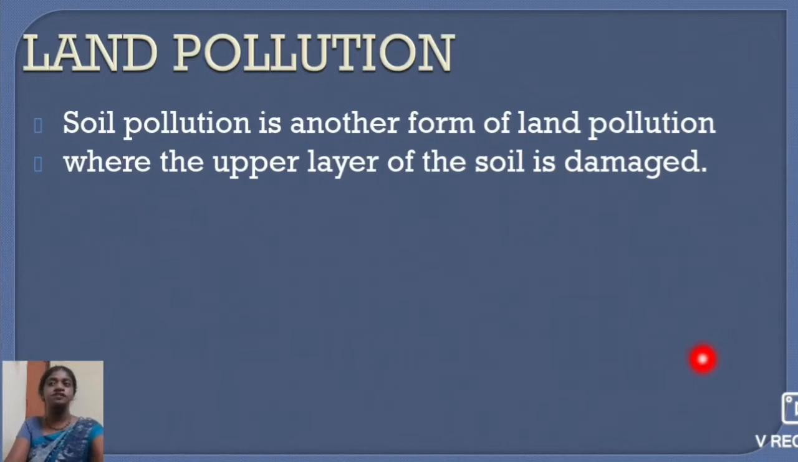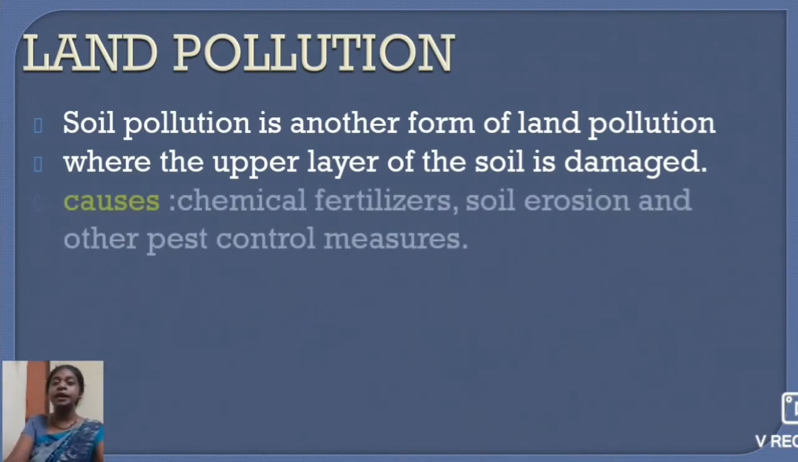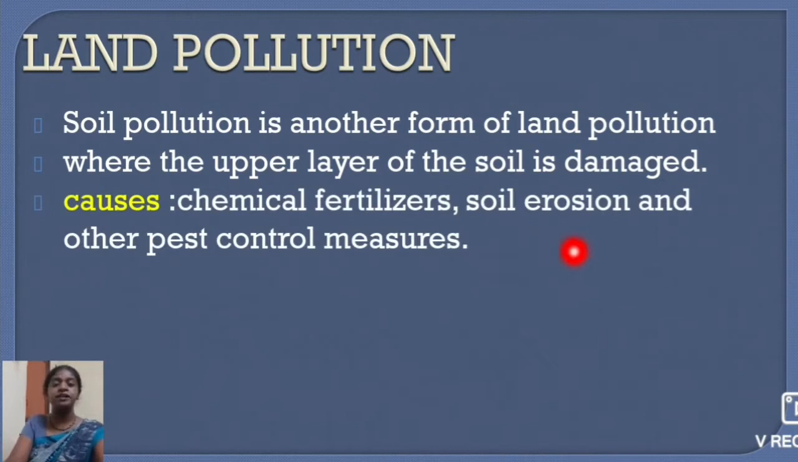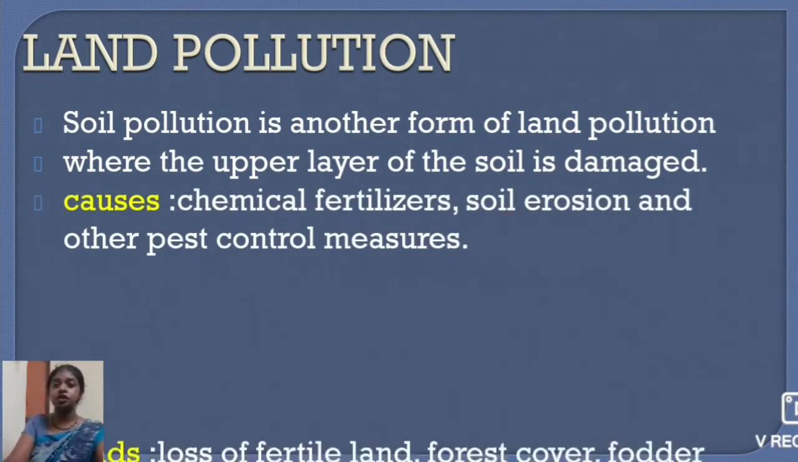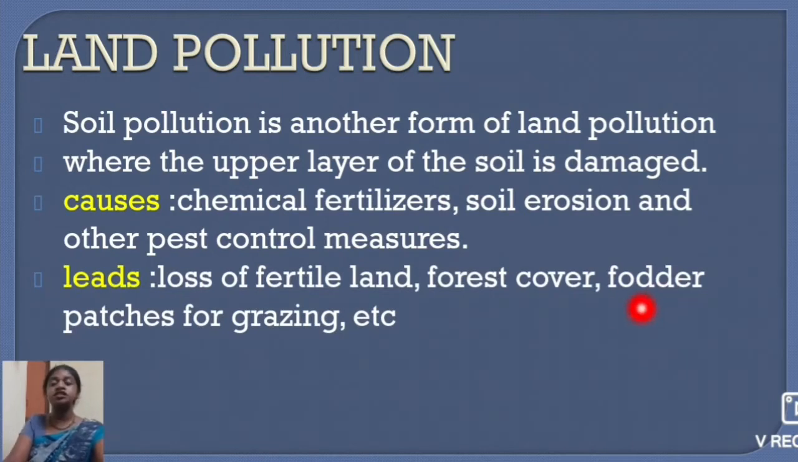The last type of pollution is soil pollution. Soil pollution is another form of land pollution where the upper layer of the soil is being damaged. The causes are the chemical fertilizers being used, soil erosion and other pest control measures. This leads to the loss of fertile land, forest cover, fodder and patches for grazing, etc.